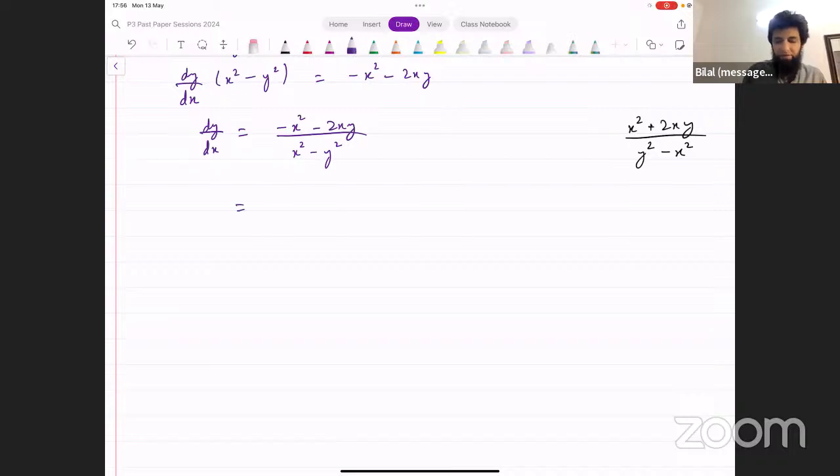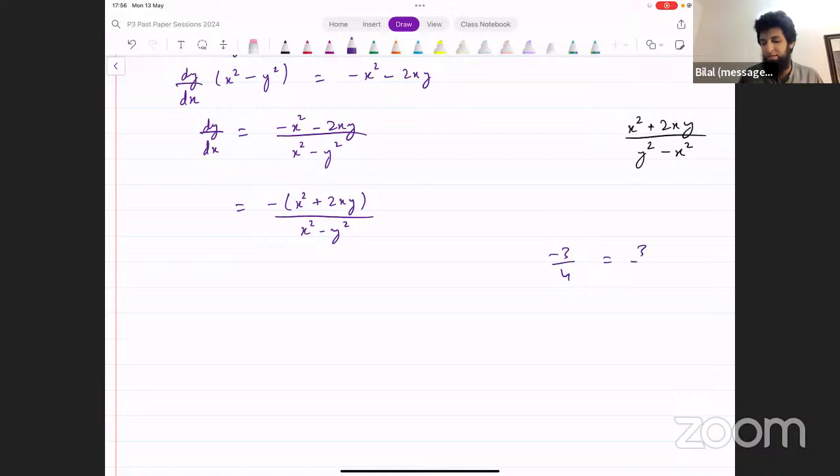You can see, if I take minus common from the numerator, that leaves me with x squared plus 2xy in the numerator. And then I can multiply the minus from the numerator with the denominator, right? Because if you have, for instance, minus 3 over 4, that's the same thing as saying 3 over minus 4. These two things are equivalent. So this minus I can put in the denominator as well. And if that gets multiplied with the denominator, that becomes x squared plus 2xy divided by y squared minus x squared. And that's what we wanted to prove.